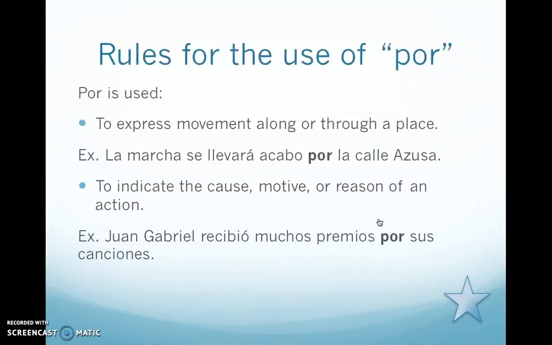Great. Now let's take a look at the rules for the usage of por. Por is used to express movement along or through a place. Example, la marcha se llevará a cabo por la calle Azusa. Another rule is to indicate the cause, motive, or reason of an action. For example, Juan Gabriel recibió muchos premios por sus canciones.